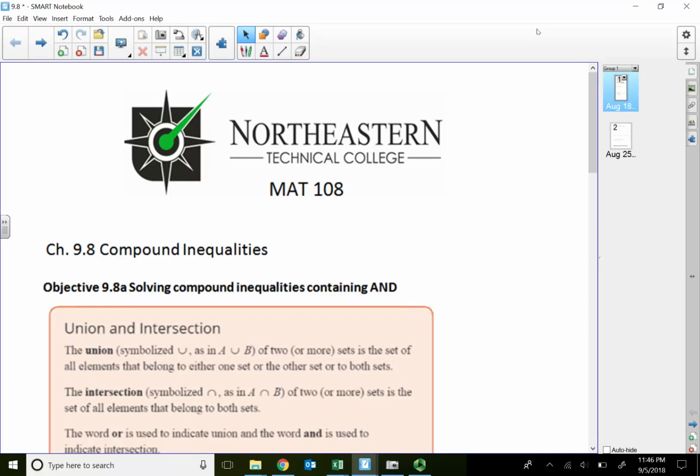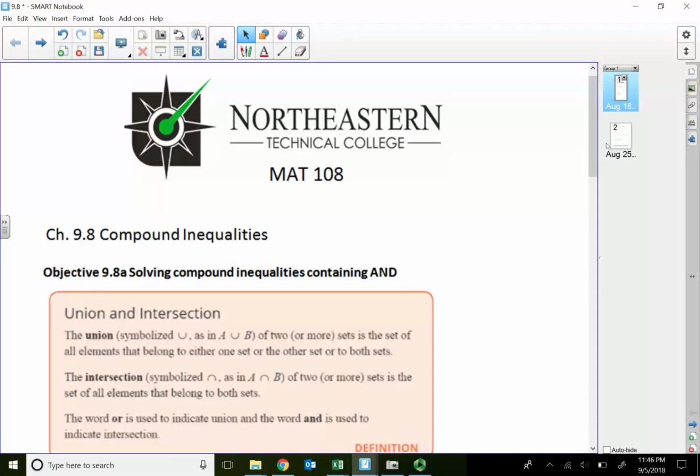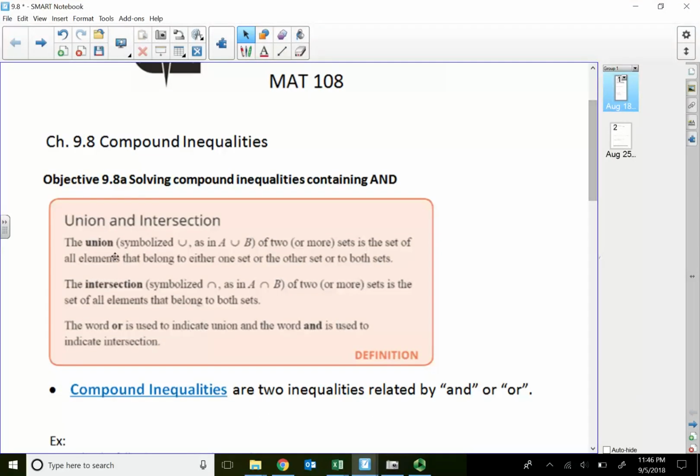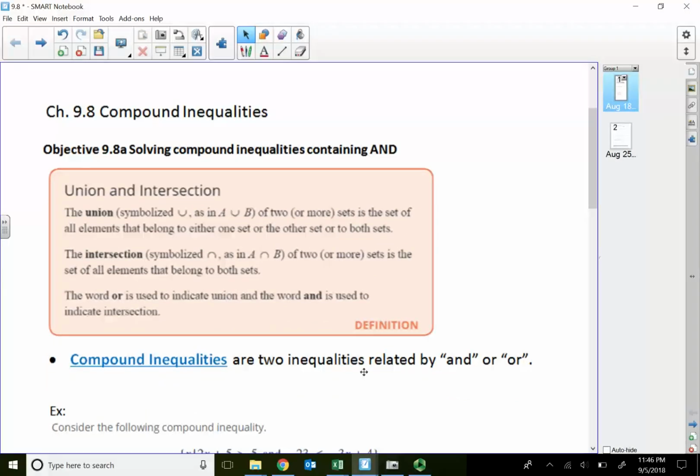9.8. In this lecture video, I'm going to show you something called compound inequalities. In this video, I'm going to show you how to solve a compound inequality containing the word and. So what's a compound inequality? Compound inequalities are two inequalities that are related by the word and, or the word or. So basically the solutions we get after solving the two inequalities are related by the word and, or the word or.